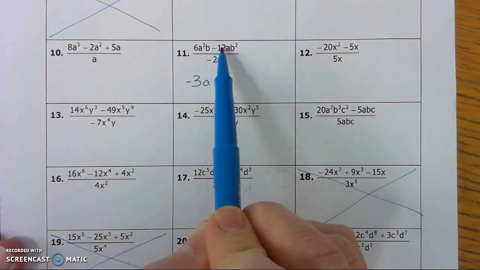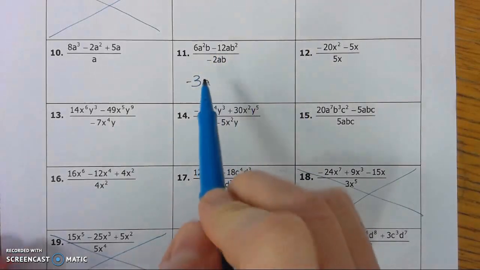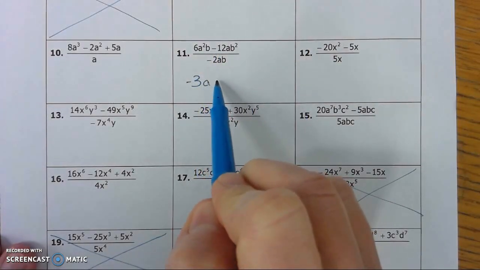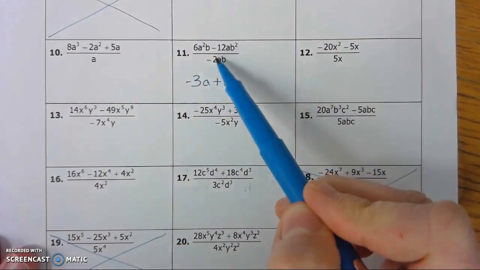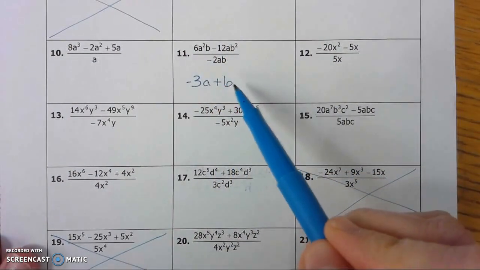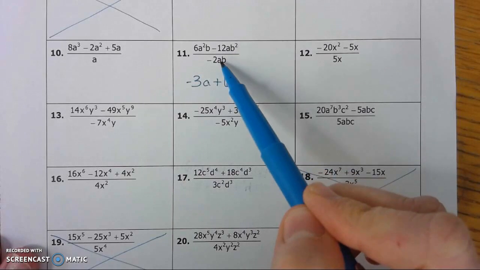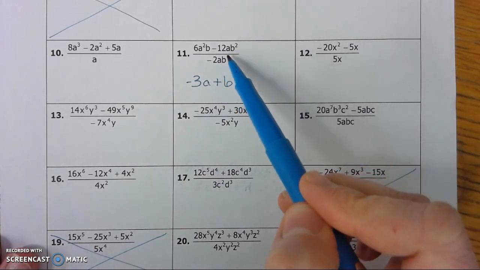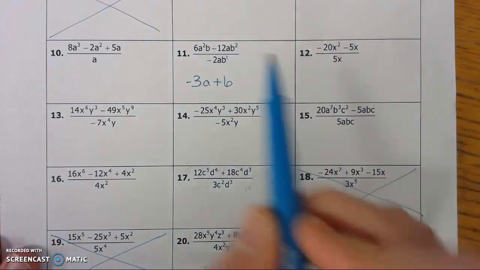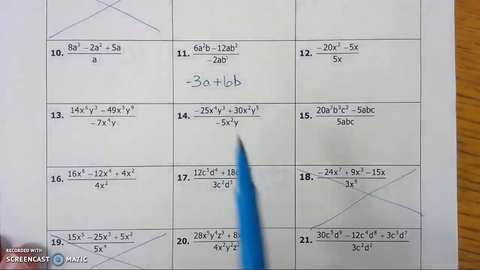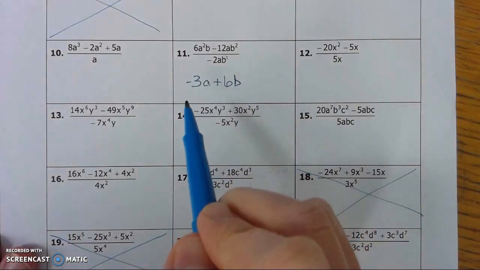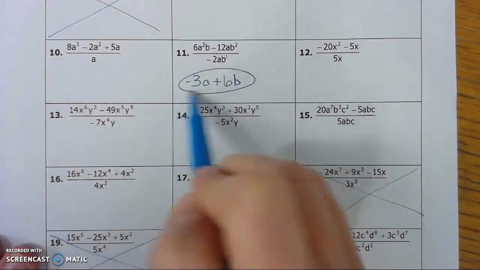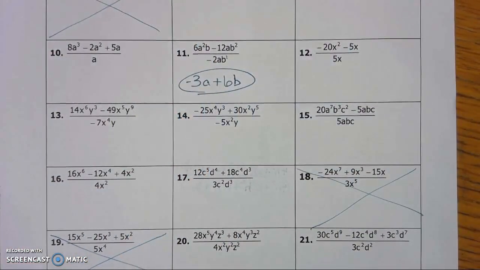So in my next term I have negative 12 divided by negative 2. 2 negatives makes a positive, and 12 divided by 2 is 6. So I'm going to have plus 6. A to the first divided by a to the first cancels. But b squared divided by b, when I subtract the 2 minus the 1, I get a b. So it should be negative 3a plus 6b for your final answer on that one.